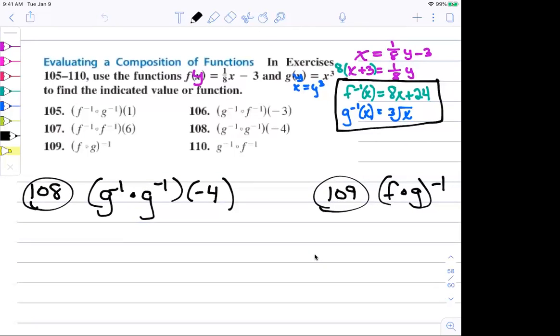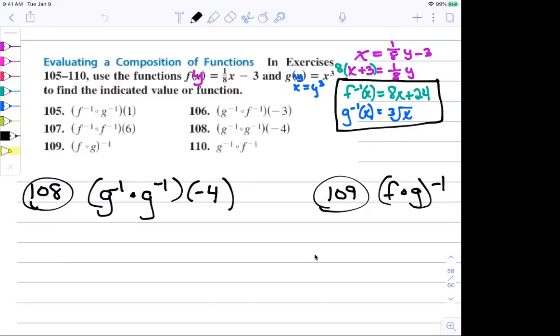So looking at 108, we have the inverse of g with the composite of the inverse of g. That's how you say that. That little circle is the composite symbol. And then outside, it has a -4.